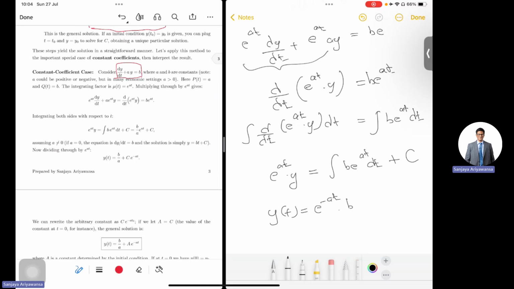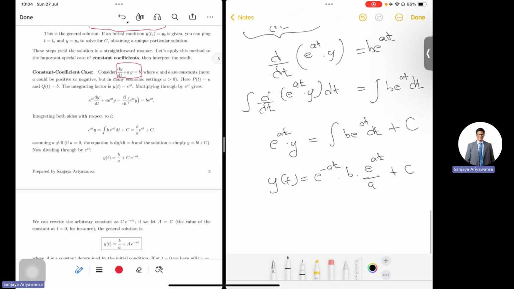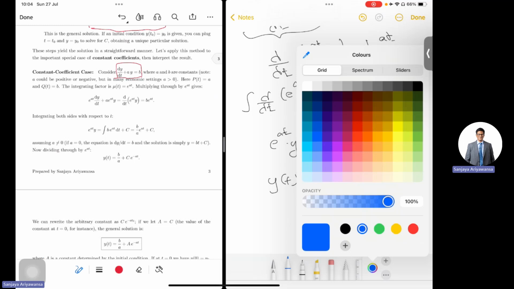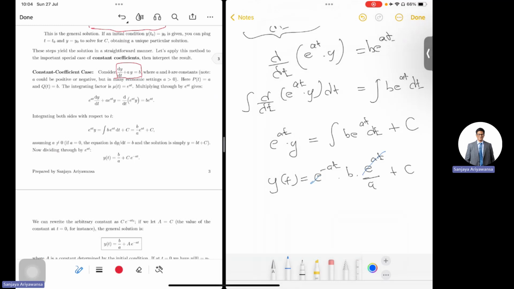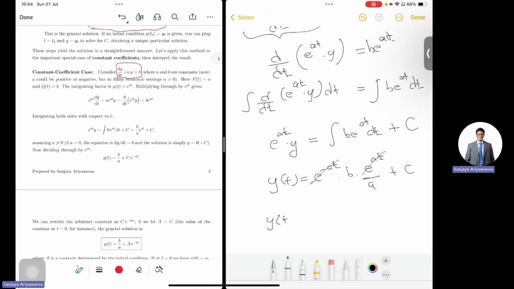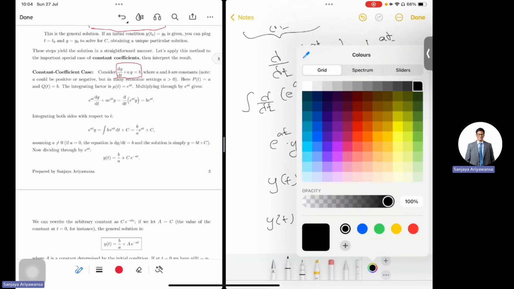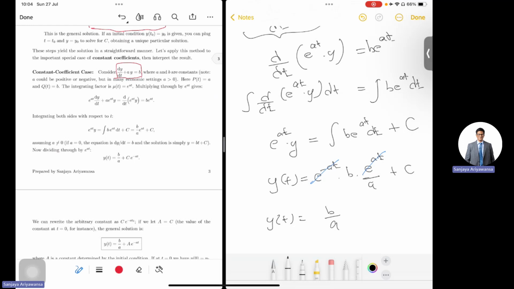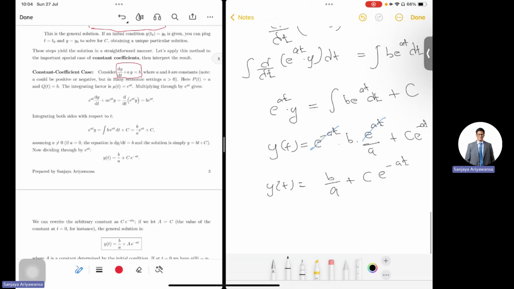I can take b out because it's a constant, and if I integrate e to the power at, I get e to the power at divided by a plus the constant. And you see that e to the power at cancels out with e to the power minus at. So therefore, I'm left with y of t equals b over a, and I missed out over here, this also then needs to be e to the power at plus c times e to the power at.